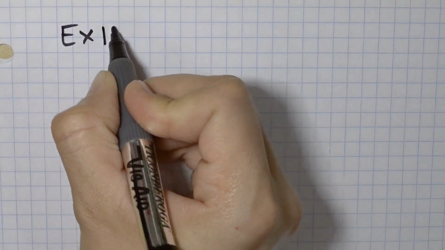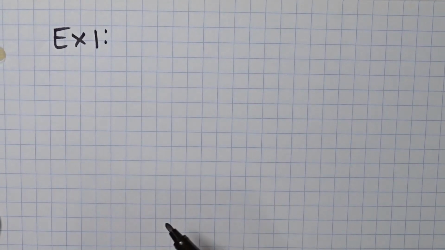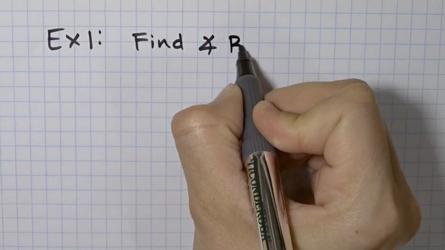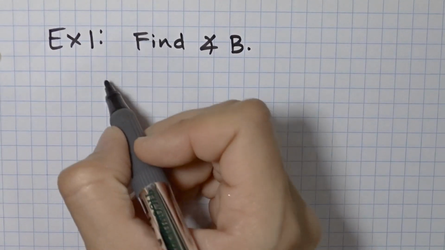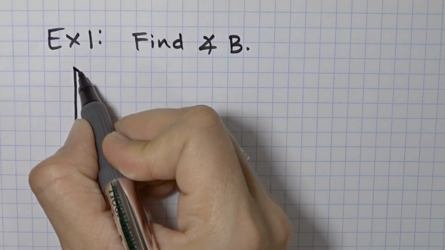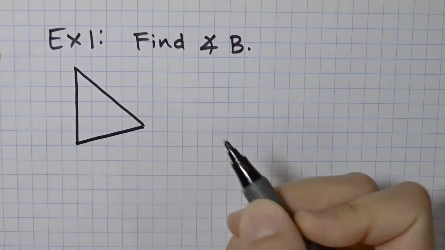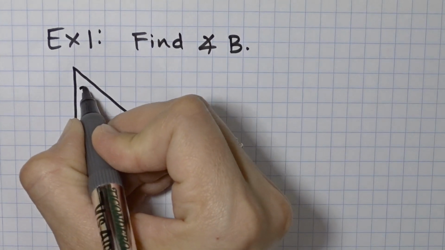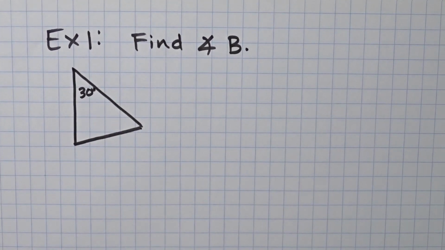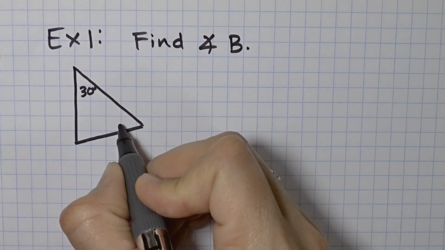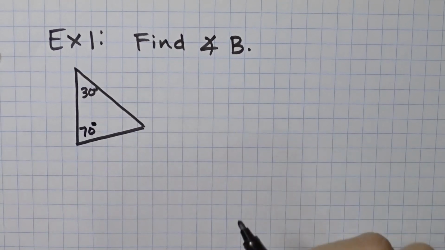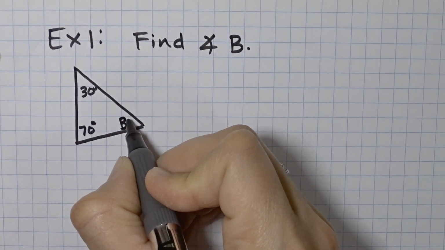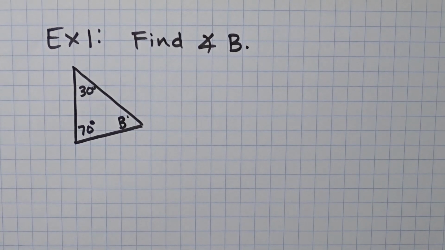So first example, say I want to find angle B. So I'm going to create a triangle, and I'm going to call this 30 degrees. This one will be 70. And I want to know B. B is how many degrees?